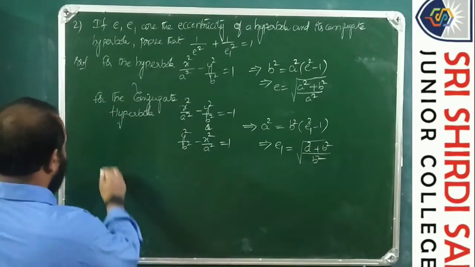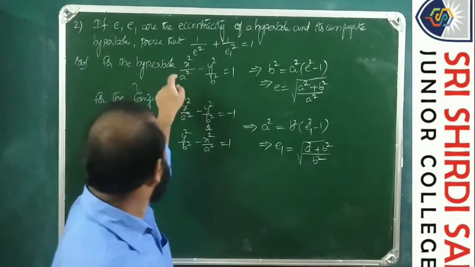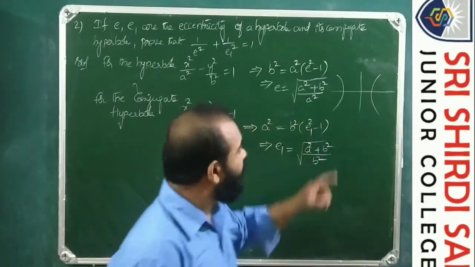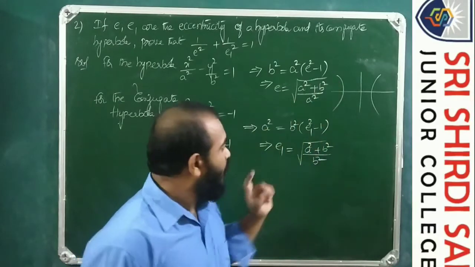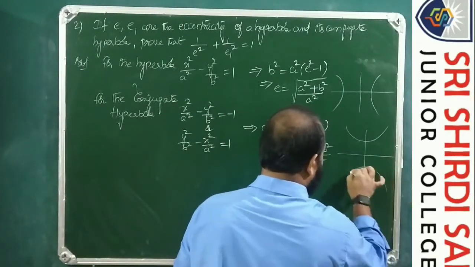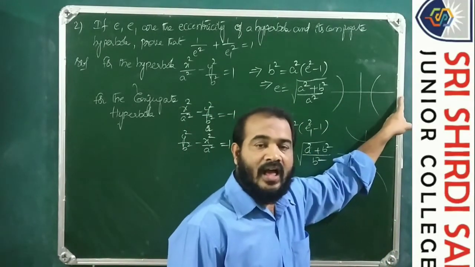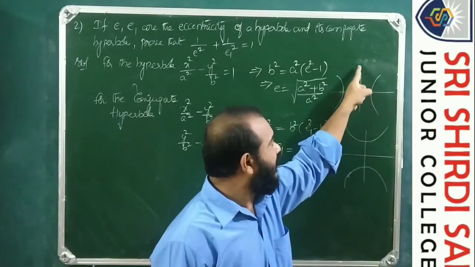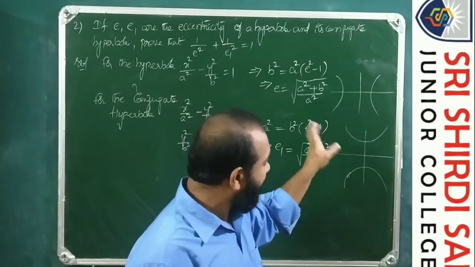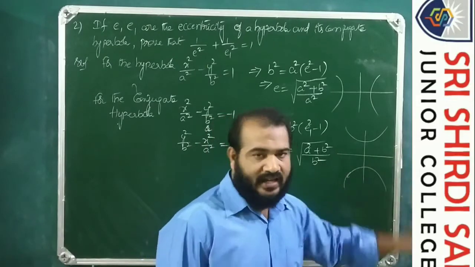Now for your information, this hyperbola is like this. This is the hyperbola and this is the conjugate hyperbola. For this hyperbola, the transverse axis is along x-axis and the conjugate axis is along y-axis. For the conjugate hyperbola, the transverse axis is along y-axis and the conjugate axis is along x-axis.